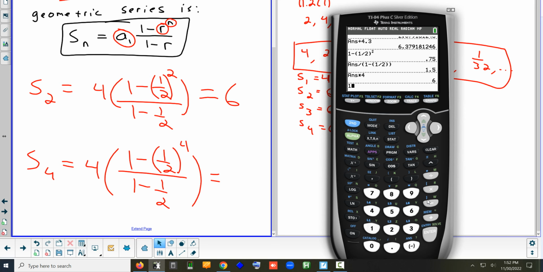Okay, so 1 minus 1/2 raised to the 4th. So that gives me a numerator of 0.9375. Divided by, let's just do this in our head. What's 1 minus 1/2? 1/2. So divide by 0.5. And then multiply everything by 4.